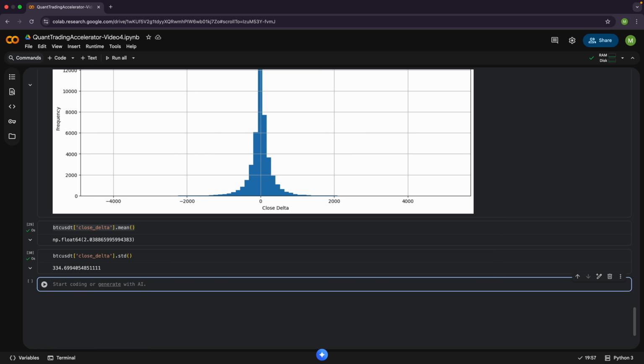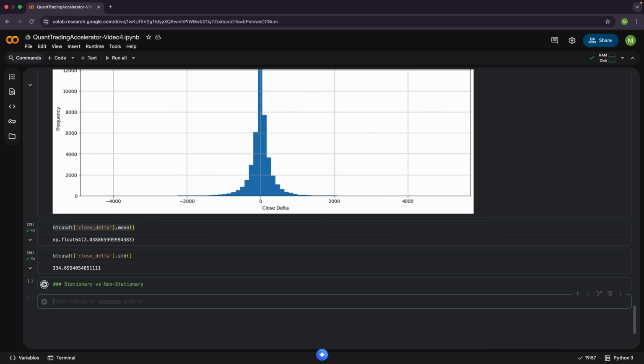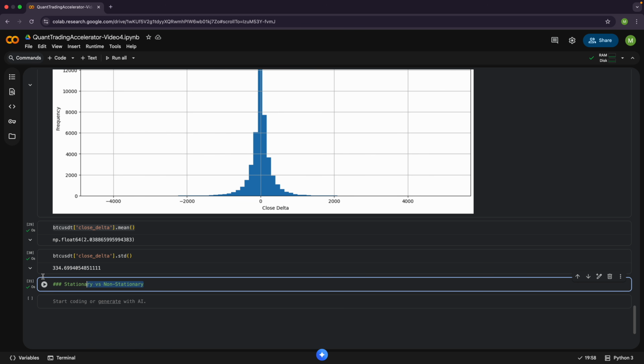But one of the key things though is this concept of stationarity, because in a lot of textbooks you'll see that they say that by taking the difference, you're making it stationary. And I'm just going to go over this concept of stationary versus non-stationary. And this is quite a controversial topic.